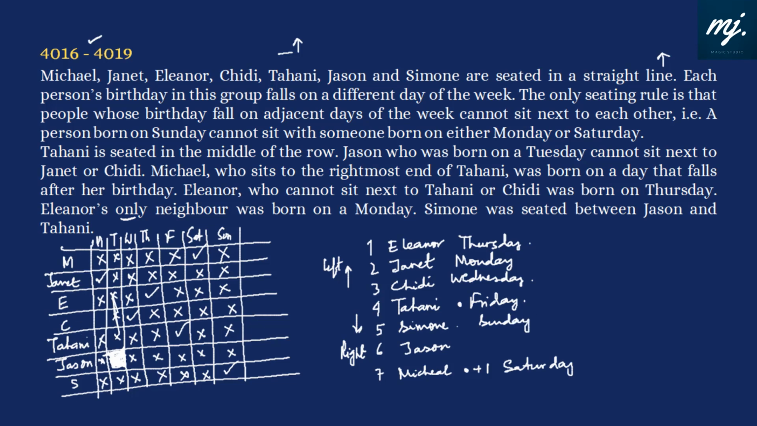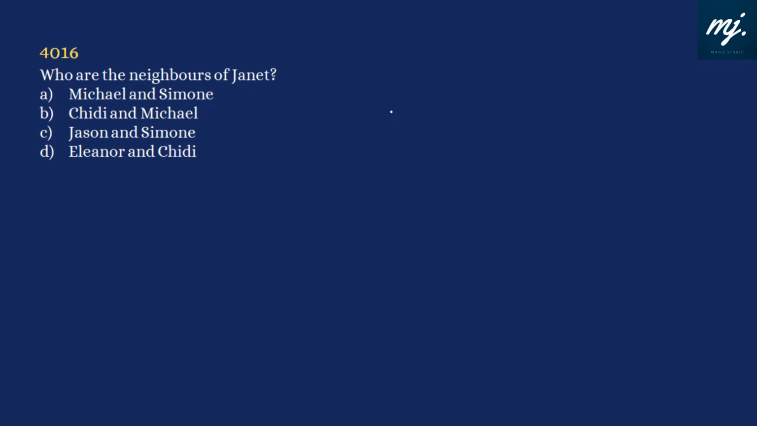Jason left. Where is Jason? Jason was already on Tuesday. So we have the entire setup. Now we are ready to answer all the 4 questions. So we have 4 questions to follow on the particular puzzle that we have solved.